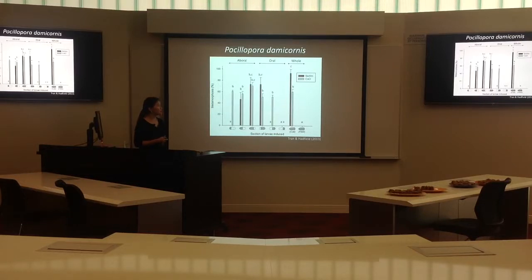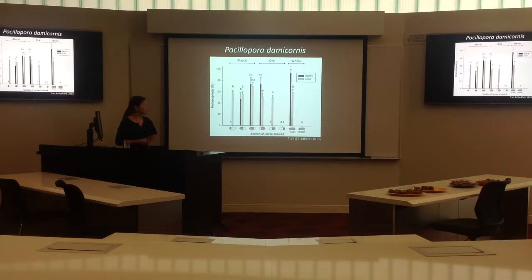So looking at just the black bars first, the biofilm inducer, we see that it induces whole larvae to settle and metamorphose, a very high percentage of them to do so, in fact. Among the aboral ends here, it actually did not induce the quarter aboral section to settle or metamorphose. And it did induce the 1/2 and 3/4 aboral ends to metamorphose.